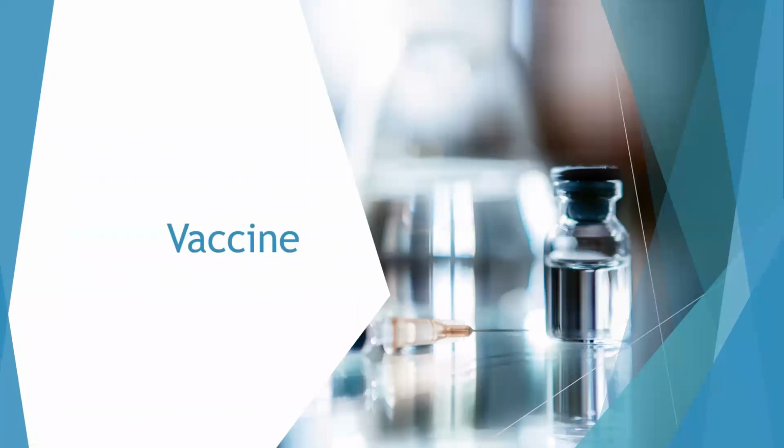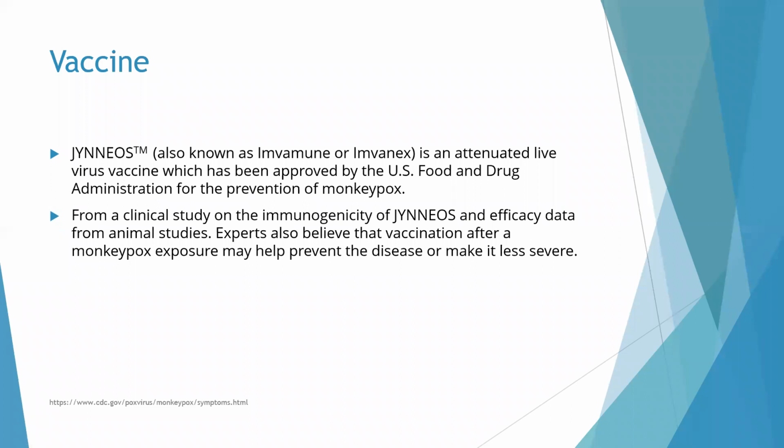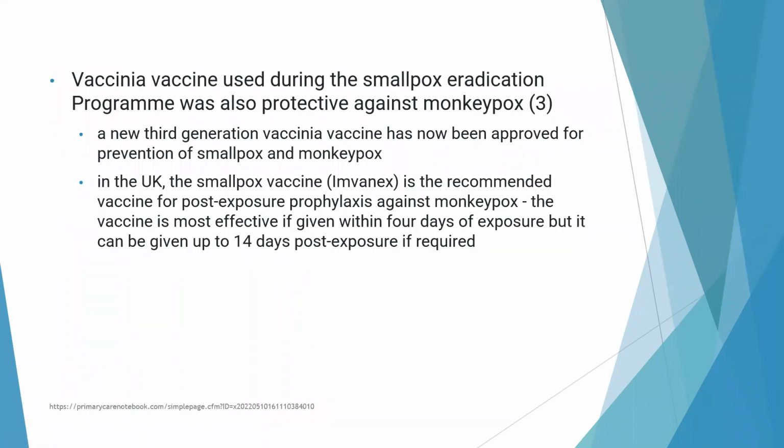As far as a vaccine for the disease is concerned, JYNNEOS, which was originally used for smallpox, has been administered for the prevention of monkeypox. From clinical studies on the immunogenicity of this vaccine, the efficacy data is taken from animal studies, and experts believe that vaccination after monkeypox exposure may help prevent the disease and make it less severe. So the vaccinia vaccine used during the smallpox eradication program is protective for monkeypox. A new third generation vaccinia vaccine has now been approved for both smallpox and monkeypox.